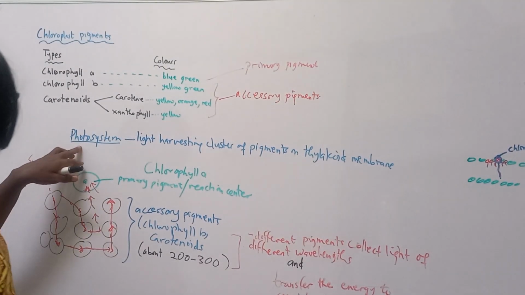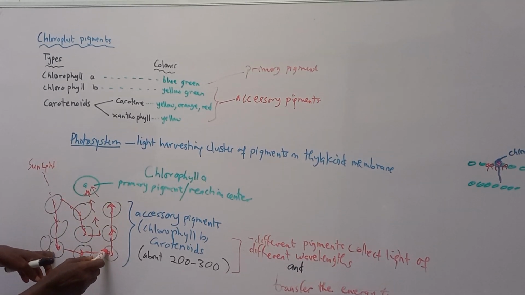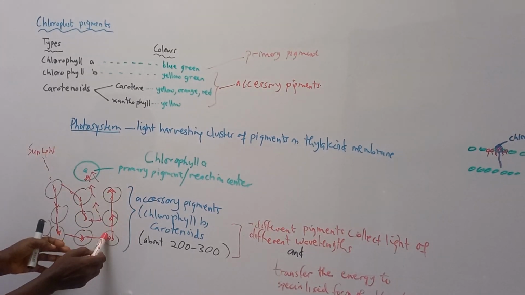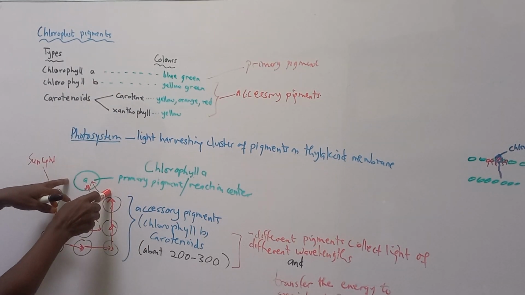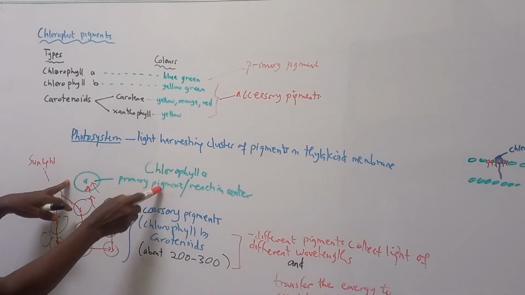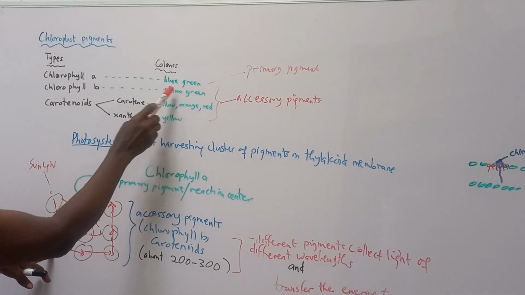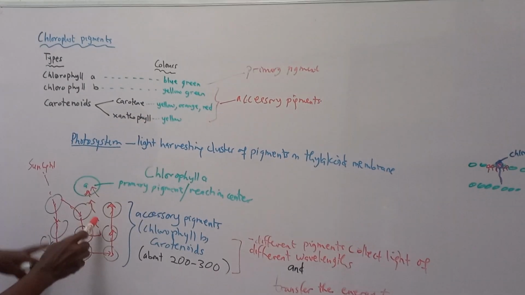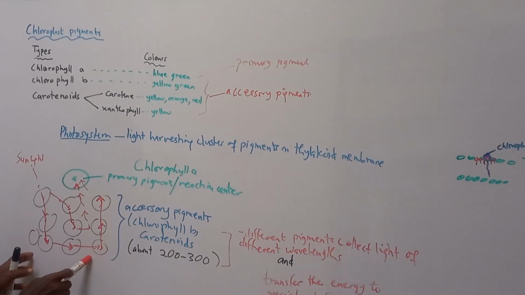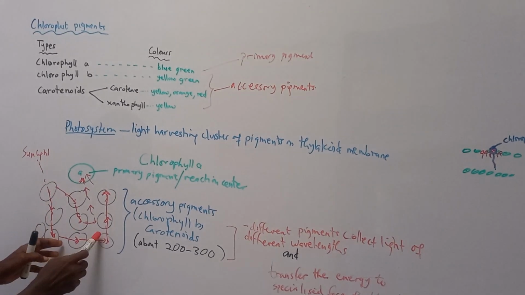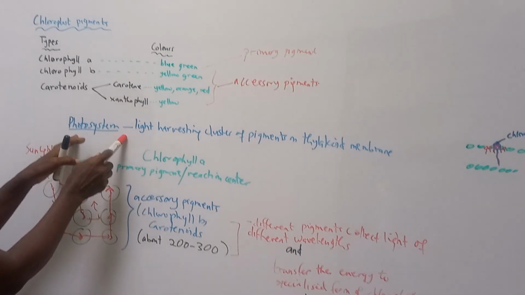So look at the photosystem now. The photosystem is a cluster of pigments on the thylakoid membrane, and it harvests light for photosynthesis. The cluster is made up of the main pigment center, which is chlorophyll A, also known as the reaction center, and the accessory pigments, which are chlorophyll B and the carotenoids. The accessory pigments, about 200 to 300, are arranged channeling light from sunlight into the primary pigment. And this whole system is what is known as the photosystem.